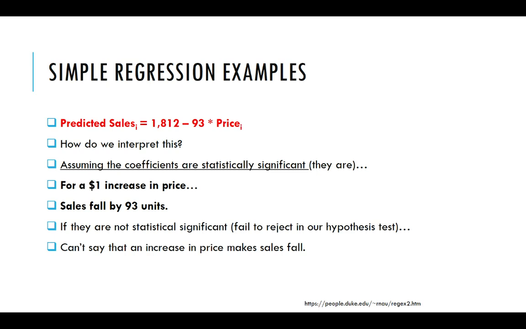For every $1 increase in price, sales fall by 93 units. That's what the negative sign is telling me. And 93 is our estimate of the beta.